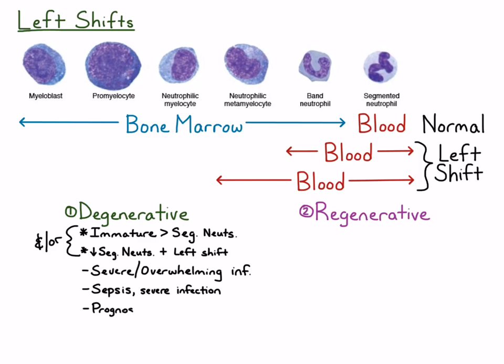A degenerative left shift is also used for prognosis. So usually animals that have a degenerative left shift at presentation do poorer than those that don't, and animals that have an improved left shift, so they get rid of their degenerative left shift while they're in the hospital, do better than those that continue to have a degenerative left shift over time.